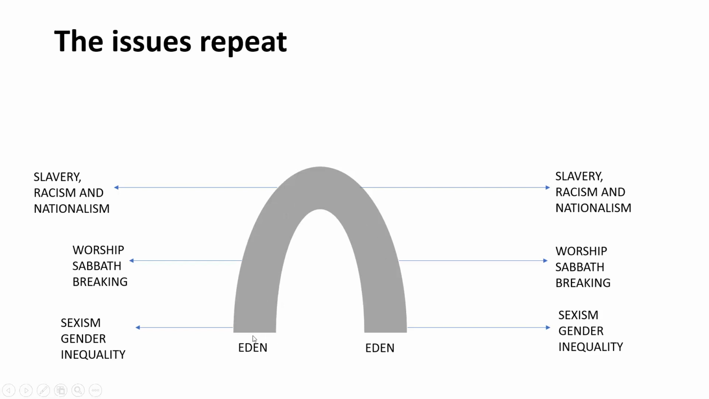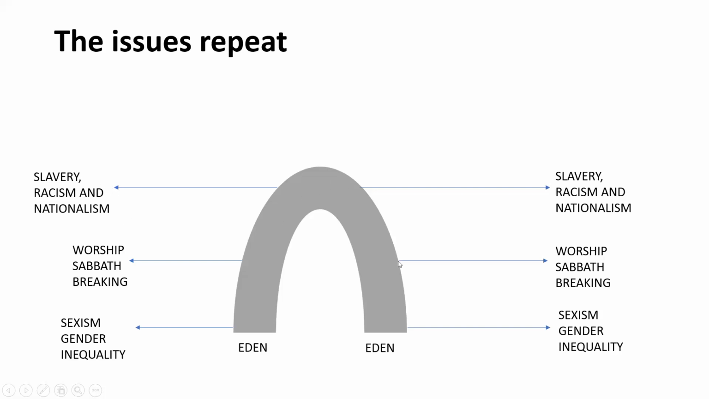So we are here in Eden and we want to go back to Eden. So Eden is being restored, from Eden to Eden. Here we are in Eden, all things were perfect. And now there comes the sin of Eve, which caused sexism, gender inequality. And from there, we had the second one, the sin of Cain, which caused the effects to do with worship and Sabbath breaking. Then the third one, the sin of Ham, brought about slavery, racism, and nationalism.